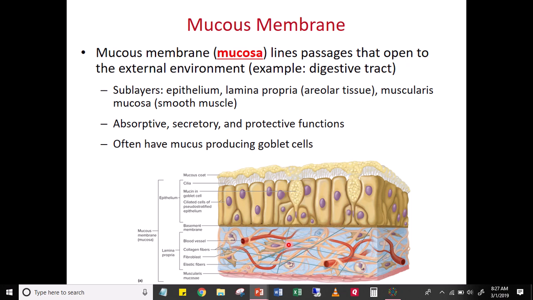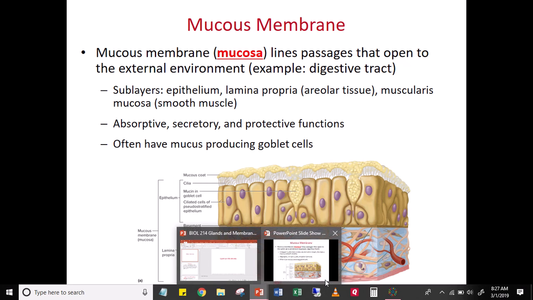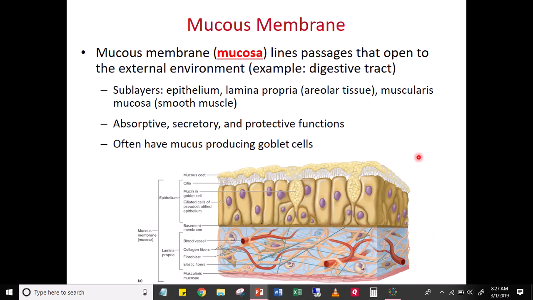We also can have mucous membranes or mucosas in our bodies. So right here, this is a slice through the human trachea. And as we look at this human trachea slice, we can see that there's a pseudostratified columnar epithelium. Then we're going to have goblet cells producing mucus, or mucin, that mixes with water and becomes mucus. And then we have cilia that move the mucus around and up and out.